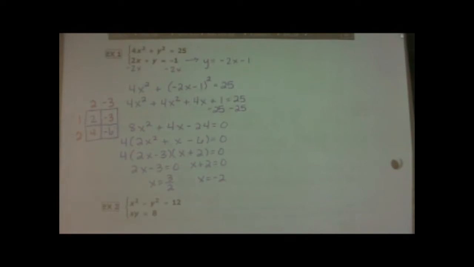Now remember, when we're doing a problem like this, we're not done just because we found x. We've got to find the points. So we need to know the y's that go with each one of these x's. So I can go back to either equation. I find that the easiest thing for me to do is go back to this.